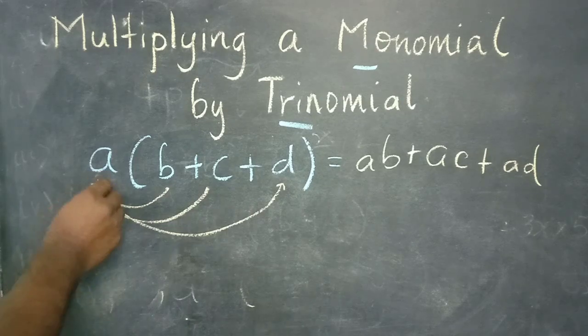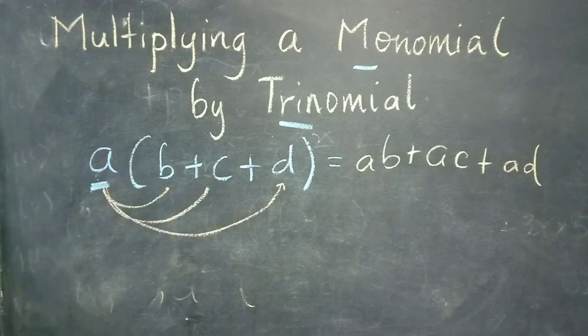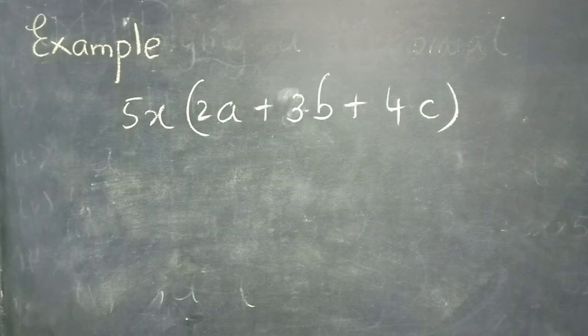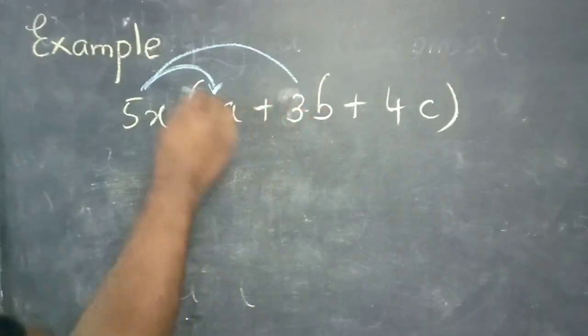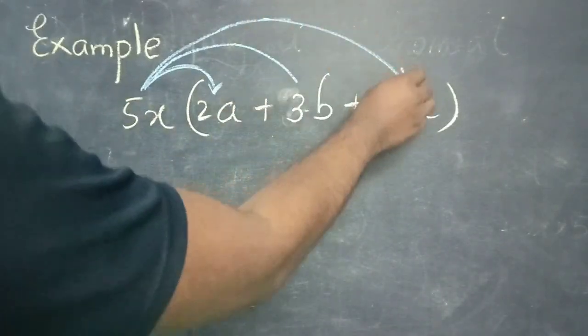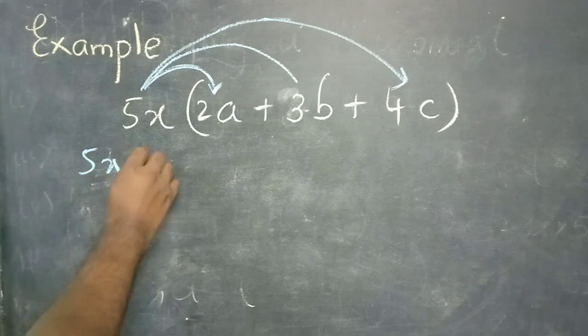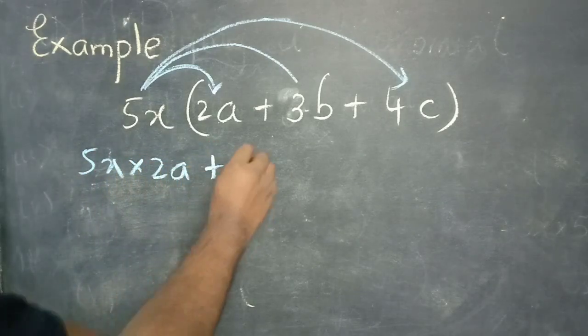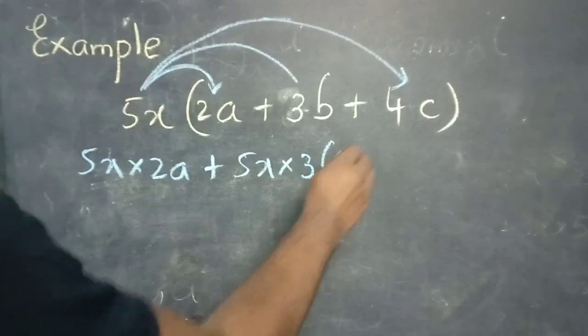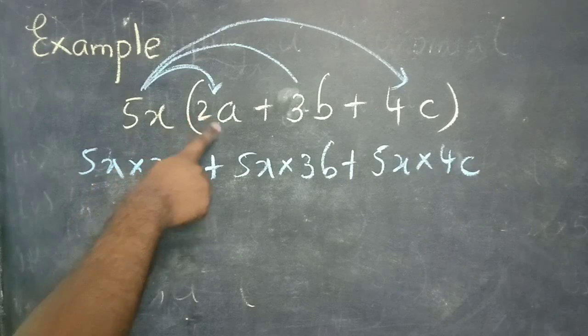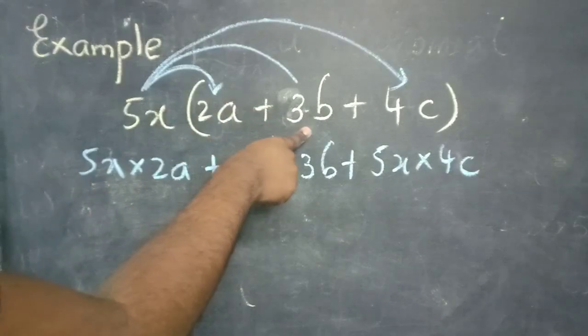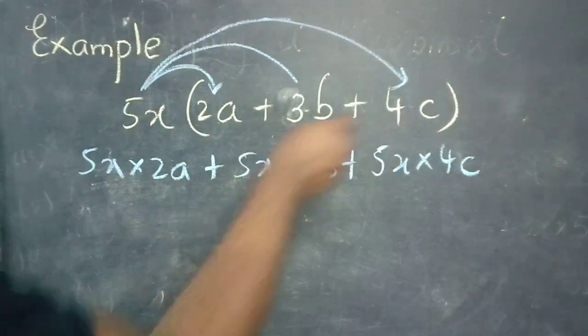In the same way, we multiply a monomial by a trinomial. Consider example, 5x into 2a plus 3b plus 4c. Now we multiply 5x into 2a, then 5x into 3b, then 5x into 4c. That is 5x into 2a plus 5x into 3b plus 5x into 4c.